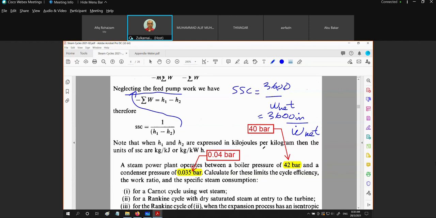40 bar, how many kilopascal, guys? 4,000. How do you get 4,000? Times by 100. This is multiplying the bar by 10 to the power of 2, which gives kilopascal. So 40 times 100, we get 4,000 kilopascal. And here we get 4 kilopascal.